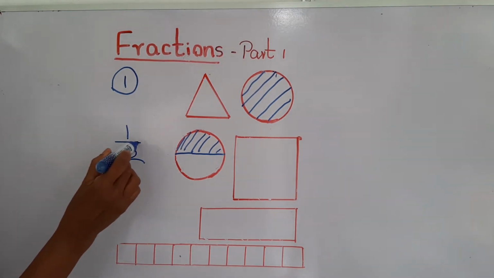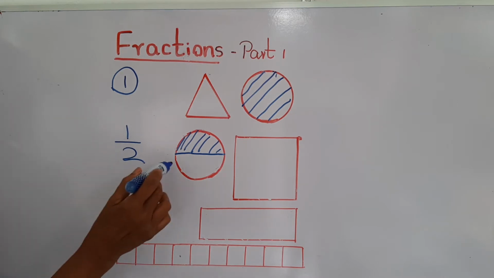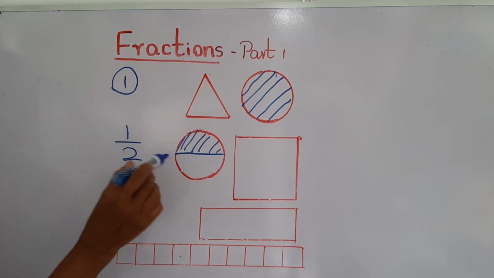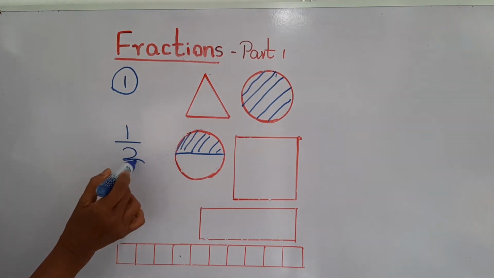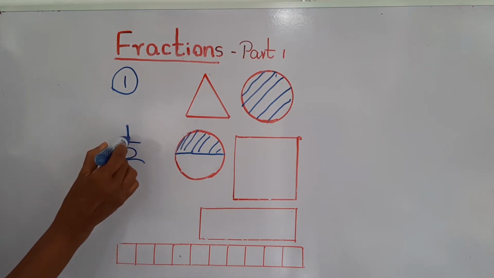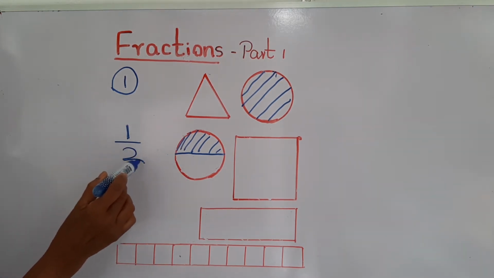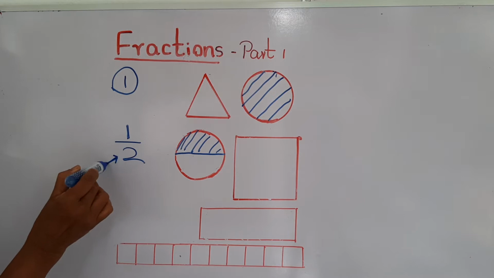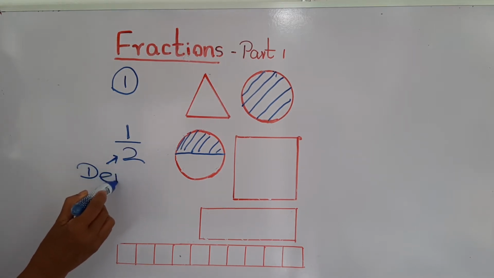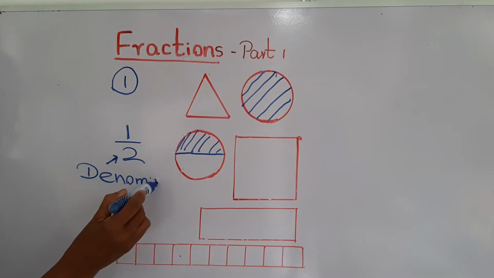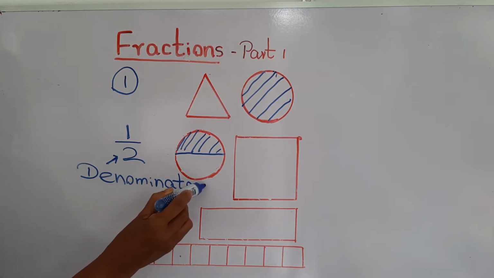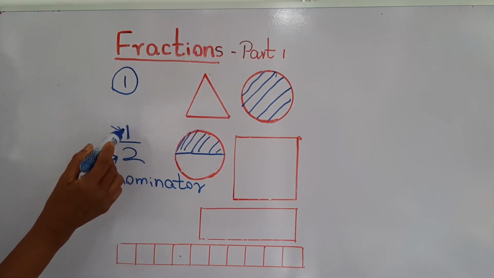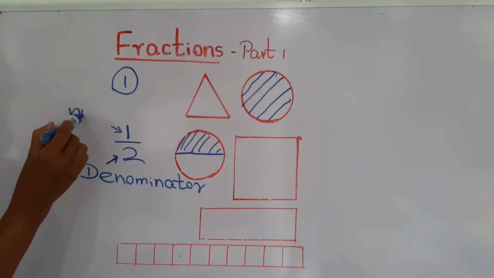Then here the dividing line, under the line I wrote the number of parts that I have divided. How many parts have I divided the circle into? Two parts. Out of two I have colored one. Now the parts I have divided, that is number 2, we introduce this as denominator. The parts that I have shaded, that is above the line, we introduce this as numerator.